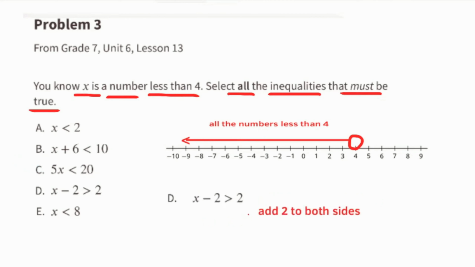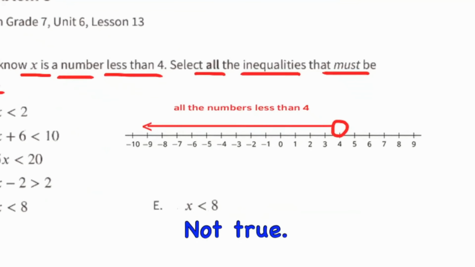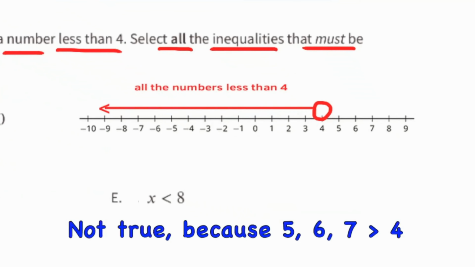Take a look at D. x minus 2 is greater than 2. Add 2 to both sides and you have x is greater than 4. And this is not true because the original inequality was x is less than 4. And the solution for D is x is greater than 4. Take a look at E. x is less than 8. This is not true because 5, 6, and 7 are all less than 8, but they're greater than 4. So all values that are less than 8 are not necessarily less than 4.